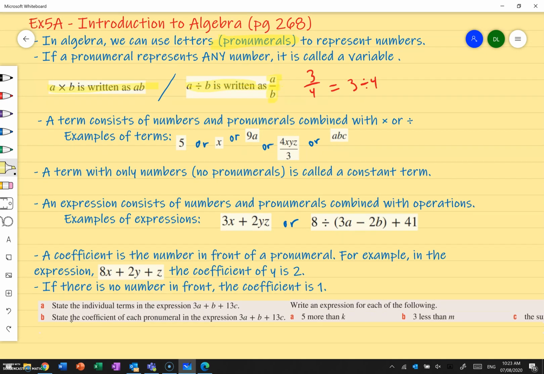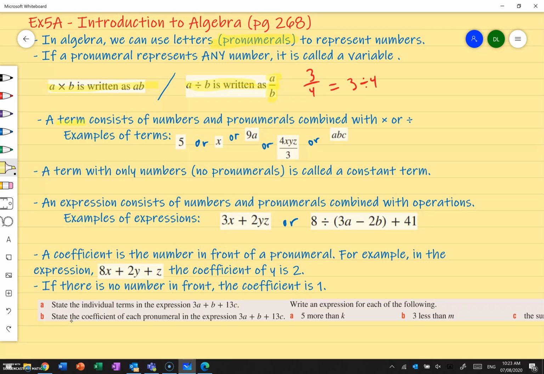Okay, so a term, another unfamiliar word. A term consists of numbers or pronumerals combined with a multiply or divide. Okay, so any letters, numbers that we're combining with a multiply or divide. So not plus or minus, specifically multiply or divide. So for example, 5 over here, that's just a number by itself, that's a term. And x by itself, that's also a term. Now 9a, you know there's a 9 times a. So they're connected by a multiply, which means that 9a is also a term.